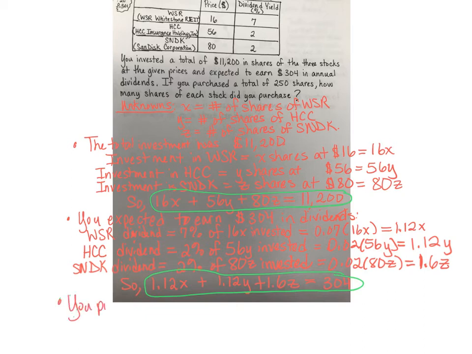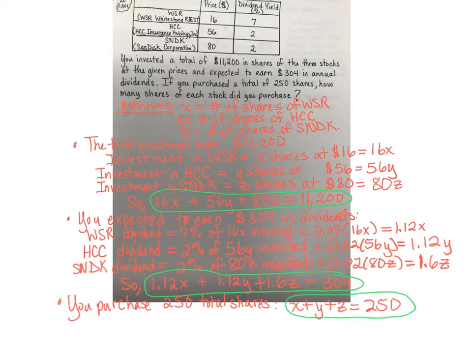You purchased 250 total shares, which means X plus Y plus Z is equal to 250. So that's our third equation. So now we're going to take those three equations and use that as our system, and we'll take the coefficients and use the augmented matrix and we'll solve.